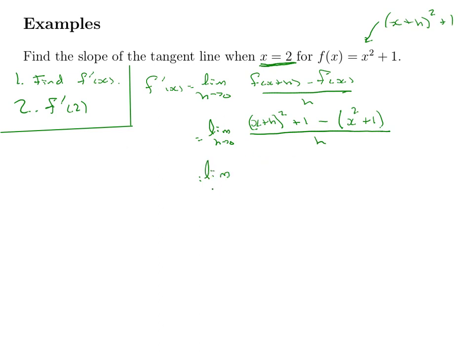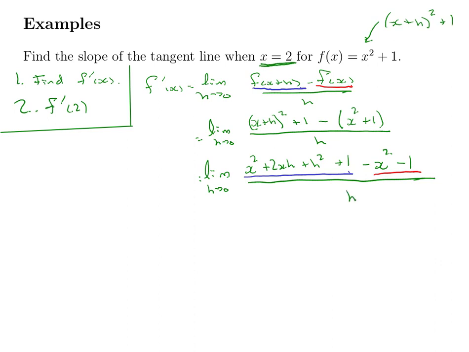So if you multiply (x plus h) squared by just doing x plus h times x plus h and use the distributive property, you're going to get x squared plus 2xh plus h squared plus 1. That is f of x plus h. Then we can say minus x squared minus 1. That's subtracting off our f of x. Now again, you'll notice the signs are changed, but that's because we're subtracting it. All that stuff is going to be over h.